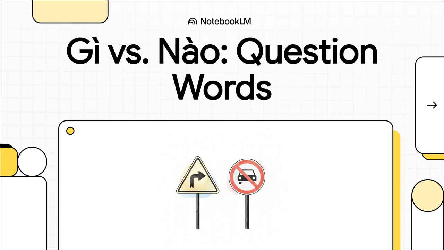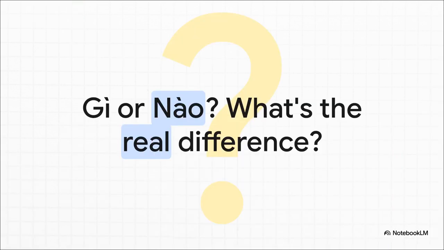All right, let's talk about one of the trickiest hurdles for pretty much every Vietnamese learner out there, Gì versus nào. They both seem to mean what, right? But they're absolutely not the same, and knowing the difference is one of those things that will make you sound so much more natural. So let's just dive right in.